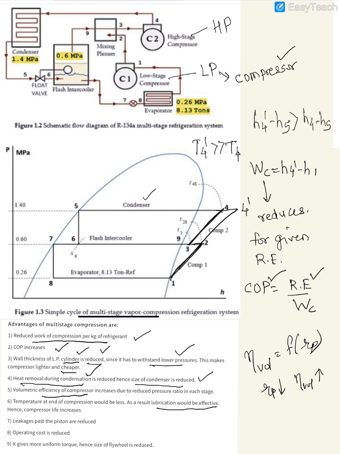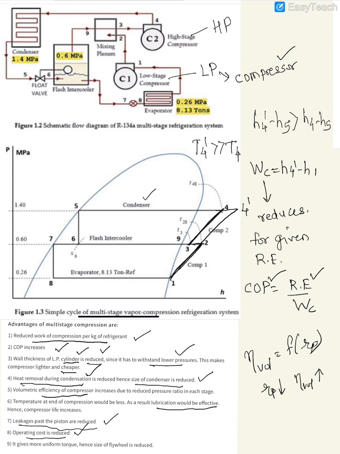of multistaging. Because the pressure ratios are not much higher in multistaging, the leakages would also be less. So it is because of lower pressure ratios in multistaging that the leakages past the piston are reduced. So this is an important advantage of multistaging. And the compression work reduces, so the energy bill would be less and the operating cost would be reduced.